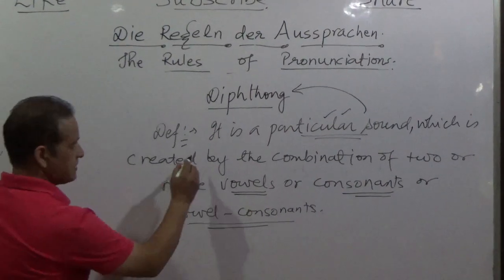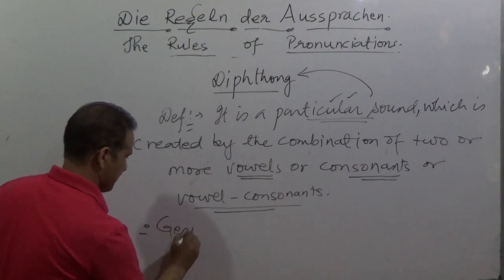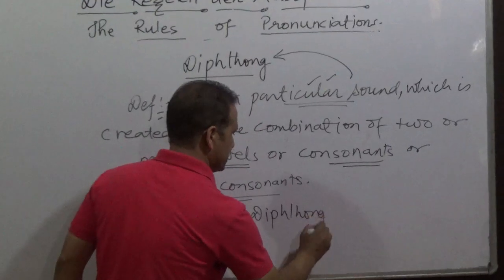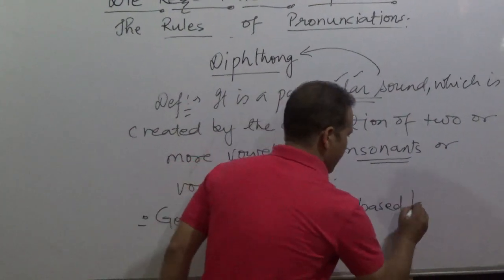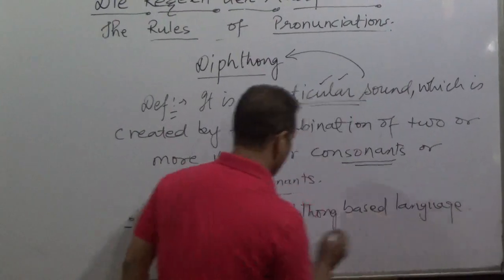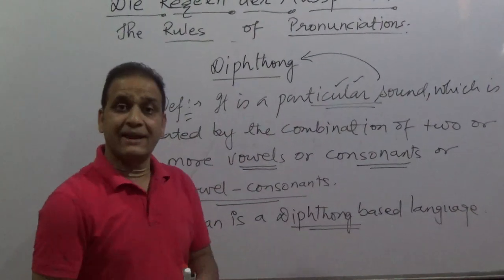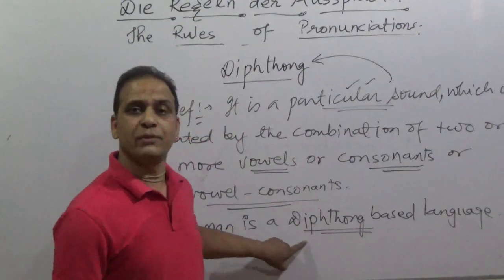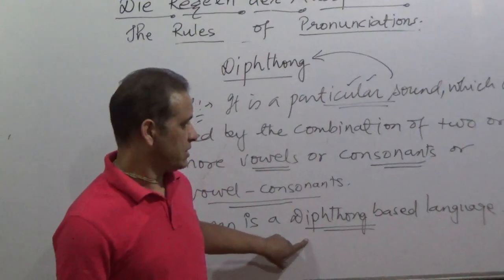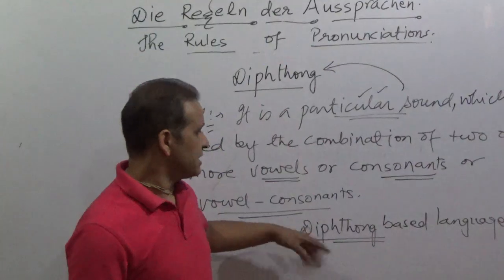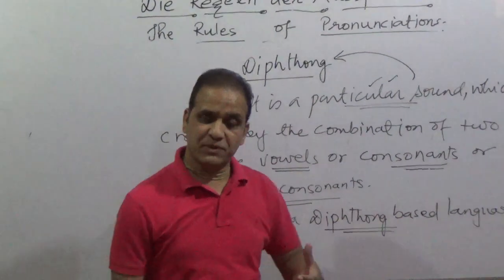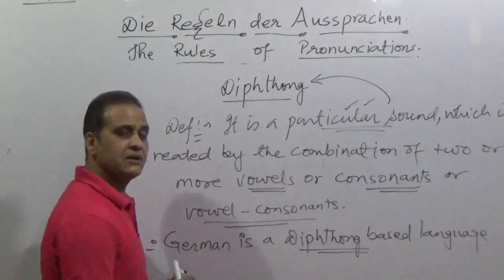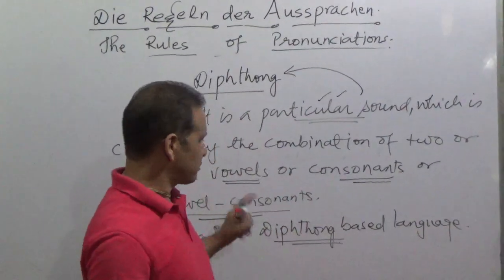The second point is, German is a diphthong based language. The language which we are going to learn is not a phonetic based language, it is a diphthong based language. So before we proceed ahead, we have to know these German diphthongs. In my next video, I will teach you the German diphthongs. German is a diphthong based language, so we will first have to learn them.